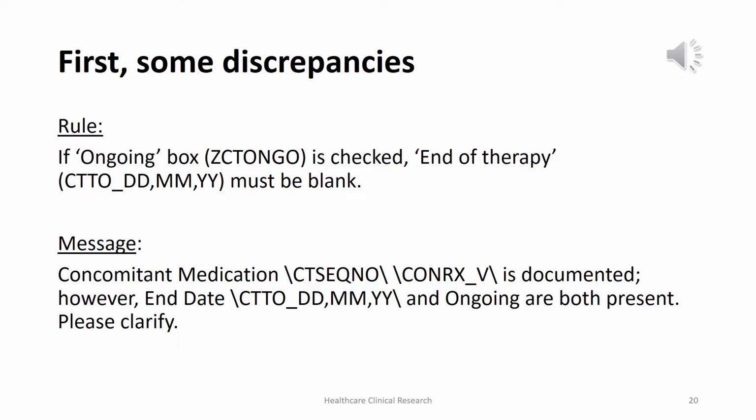So if we look here in our message, the first thing that's happening is the message text is pulling in, and then you can see that first variable, the CTS EQNO, that refers to the concomitant medication number that corresponds from the concomitant medication page, and that's pulling in. And then the variable just next to that, CONRX, is the name of that medication.